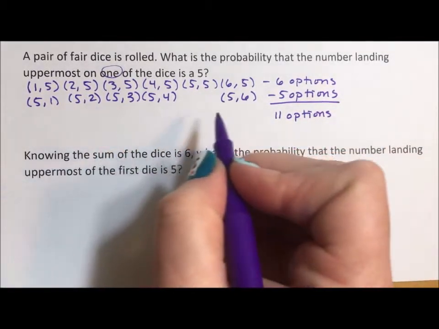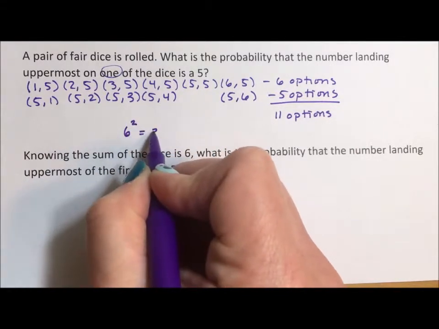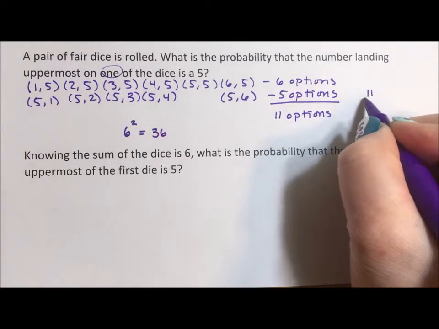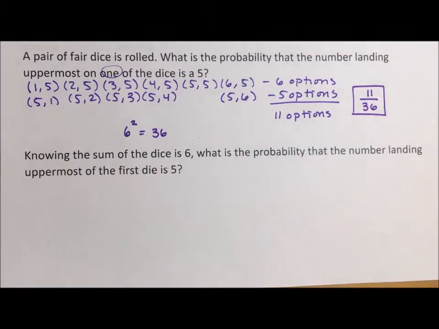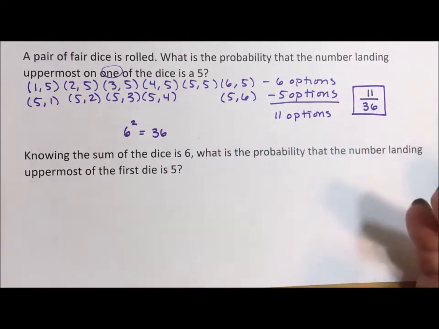Now, the total number of options for 2 dice is 6 squared, so there's 36 total options. So 11 out of 36 is our total probability that at least one of the dice has a 5. Okay. So this is not conditional, this is just pure probability.